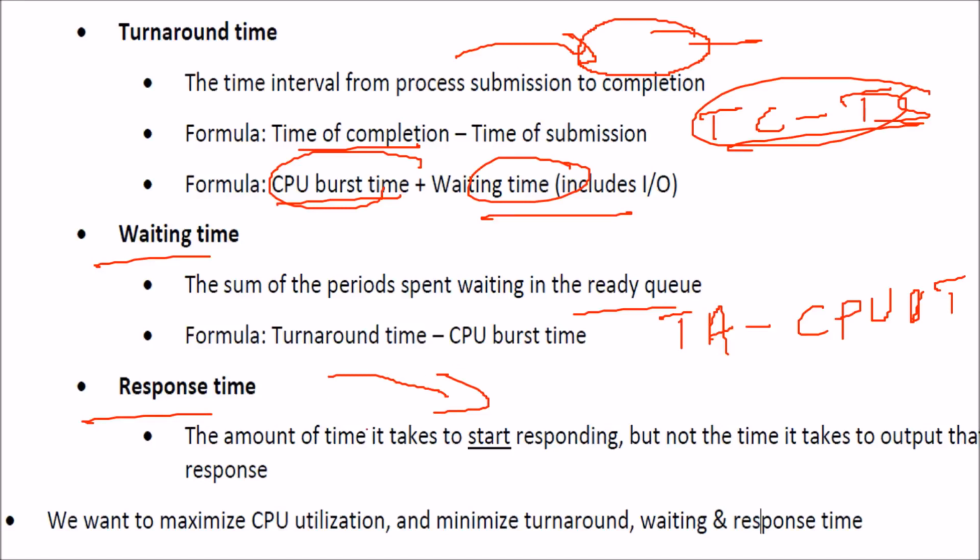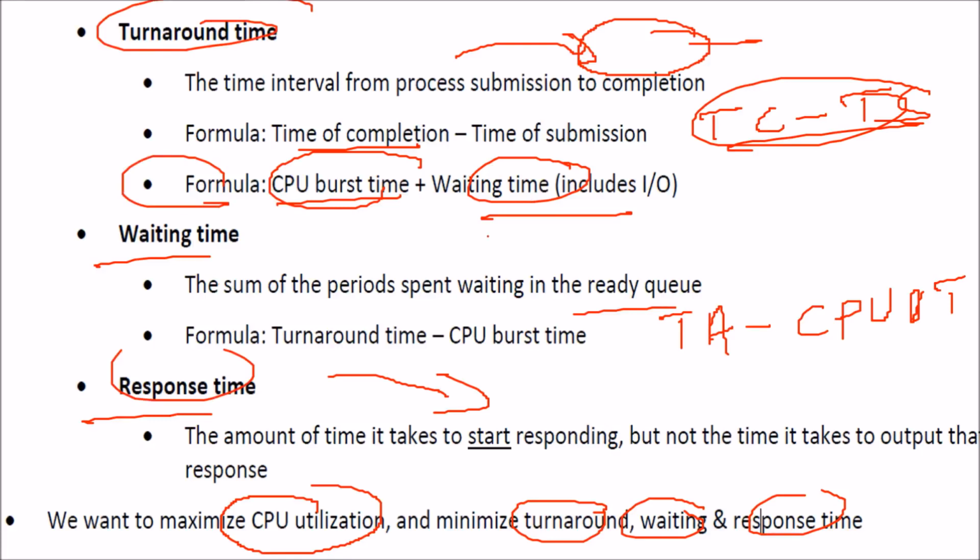So what is our criteria when we are dealing with CPU scheduling? First of all, we want to maximize the CPU utilization, we want to maximize the throughput, we want to minimize the turnaround time, waiting and response time. All three of these have to be minimized as much as possible.